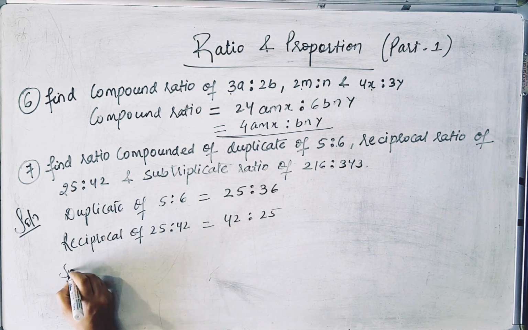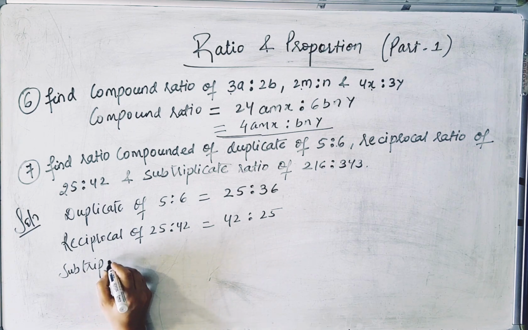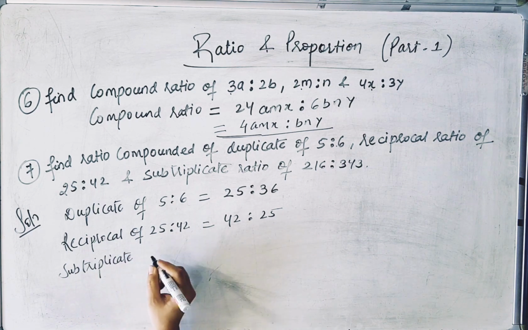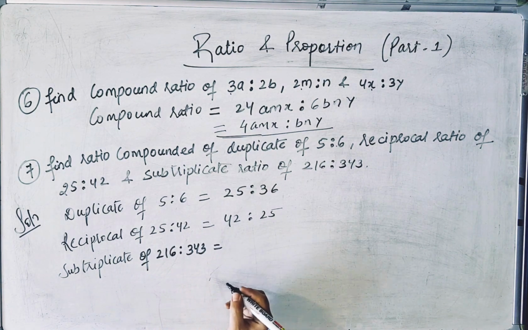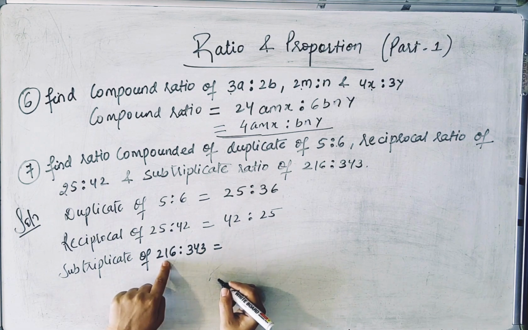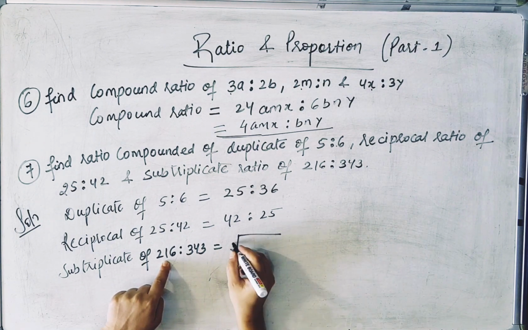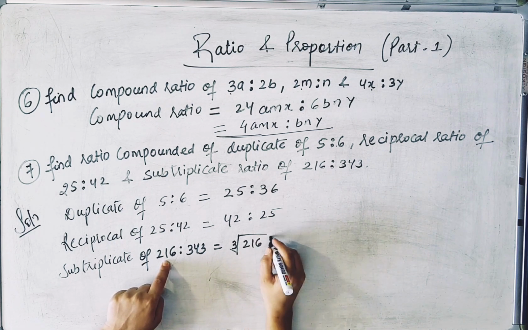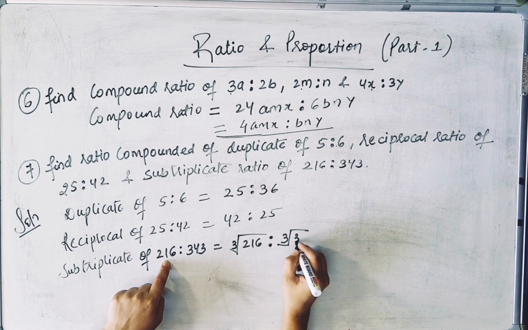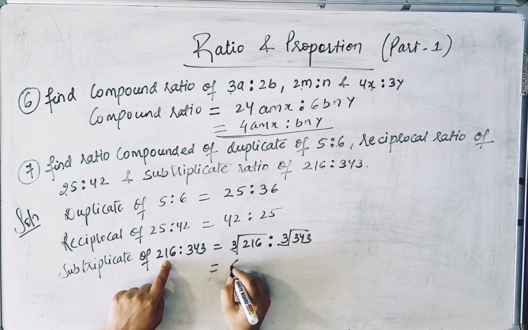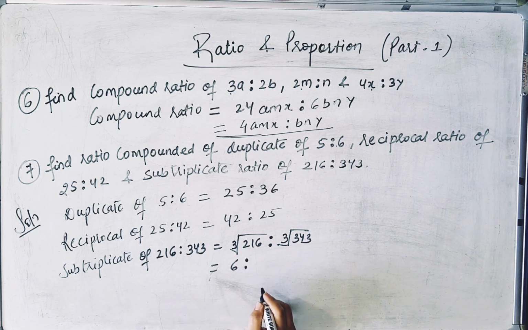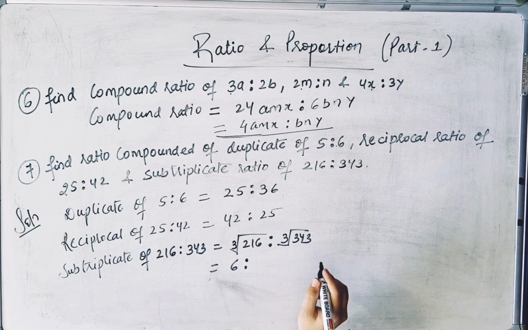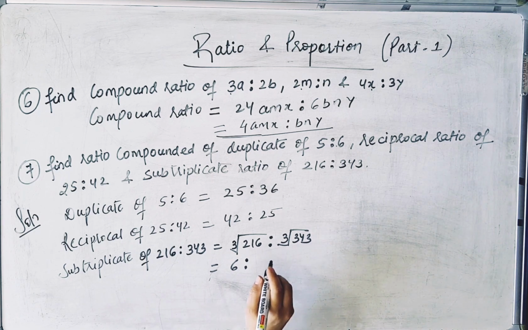Then we have to find the subtriplicate of 216 is to 343. It will be the cube root of 216 is to the cube root of 343. The cube root of 216 is 6, since 6 into 6 into 6 we get 216. Similarly 7 into 7 into 7, when we multiply 7 three times, we get 343. So it is 6 is to 7.